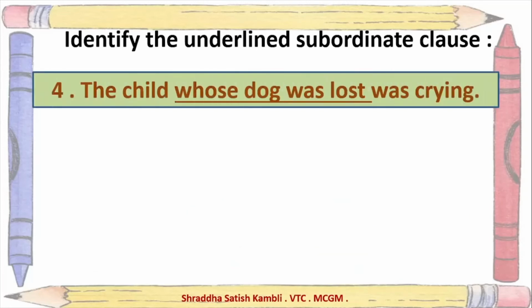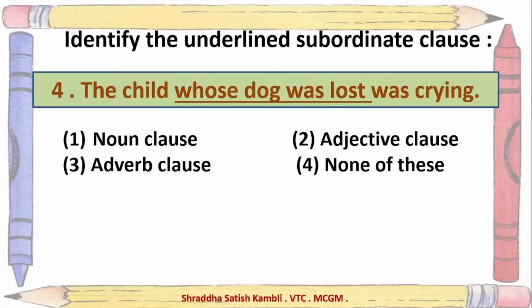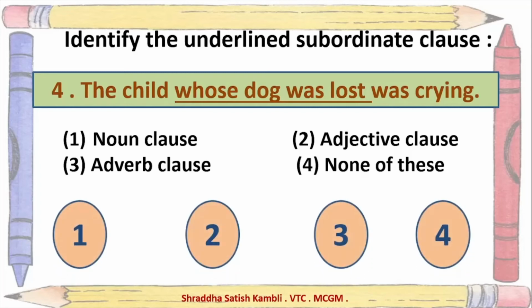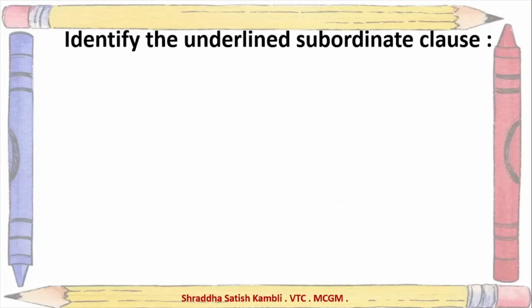Coming to the fourth sentence, the child whose job was lost was crying. So here we are talking a little bit more about the child. Which child was crying? Whose job was lost. So what are we doing? We are talking a little bit more about the noun. We are modifying the noun. So it is acting like an adjective. So it is an adjective clause. Option number 2.